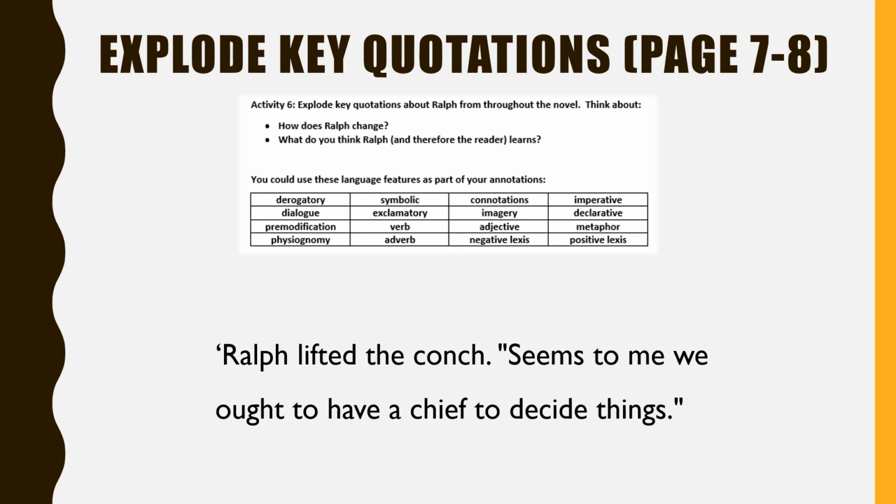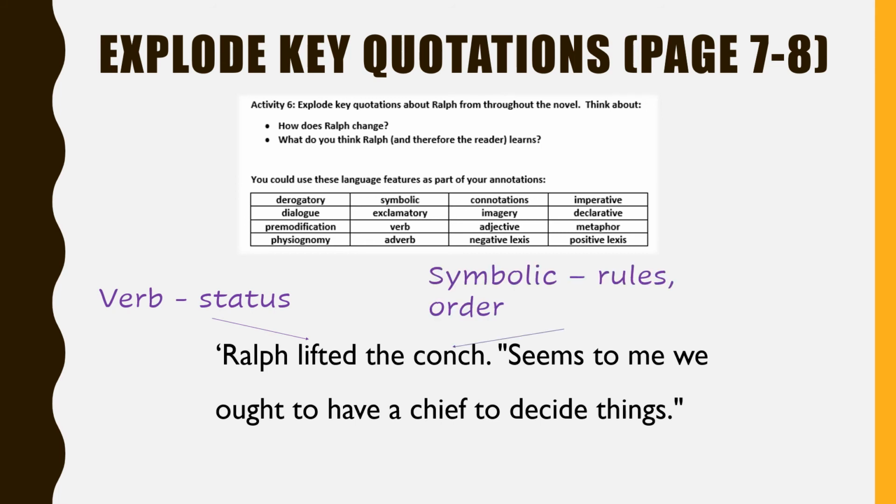So first of all, I want to draw your attention to this verb lifted. He's lifting the conch here. Ralph lifted the conch. That verb lifted shows us a status. He's physically lifting something above the others. And you'll remember from last week that this word conch, the big shell, is symbolic of rules, symbolic of order.